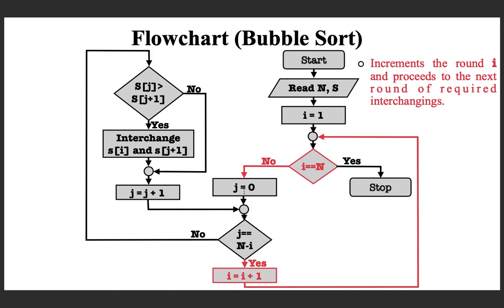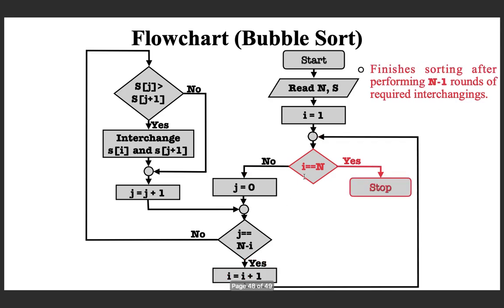That is what we devised as the bubble sort algorithm. And finally, the round number will become n. That means the n minus 1 rounds are finished and you can just stop. So this is the algorithm that we devised, and now we have represented it as a flowchart. I hope you are getting me.